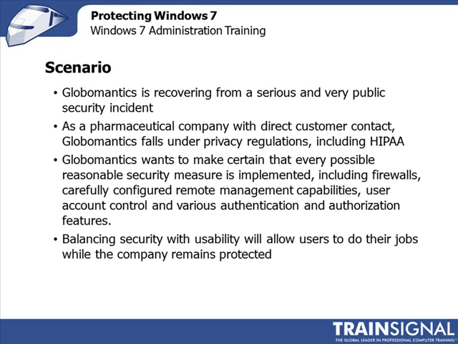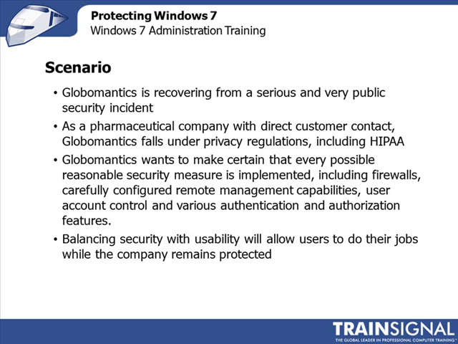Before we get started with the actual lesson, it's important to understand where GlobalMantic is coming from with regard to security in its desktop and overall computing environment. The company is recovering from a serious and very public security incident. As a pharmaceutical company with direct customer contact, GlobalMantic falls under a number of privacy regulations, including HIPAA. The company wants to make sure that every possible reasonable security measure is implemented, including firewalls, carefully configured remote management capabilities, user account control, and various authentication and authorization features. It's vitally important to the company that they don't end up with another security breach behind them.